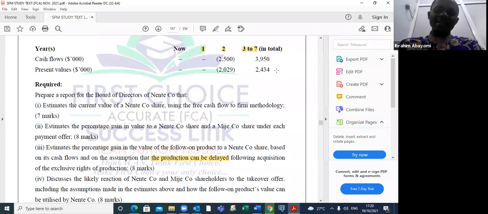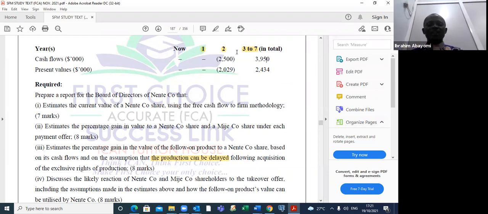Now, when you have option to delay, there is a value attached to that option. What is that value? The value is that between the period of commencement of the project, you will be able to monitor the economic situation of the environment to know whether it is profitable to commence the project or not. This is what I'm saying. If I have option to delay this project for 2 years, in year 1 and year 2, I will be able to study the economy of the country.